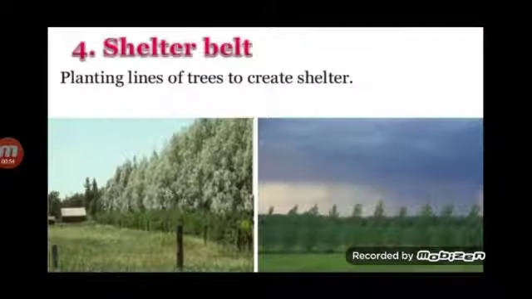Fourth, shelter belt. Planting lines of trees to create shelter also checks soil erosion. Rows of such trees are called shelter belts. These shelter belts have contributed significantly to the stabilization of sand dunes and in stabilizing the deserts in Western India. Children, now I think soil erosion and soil conservation is clear.